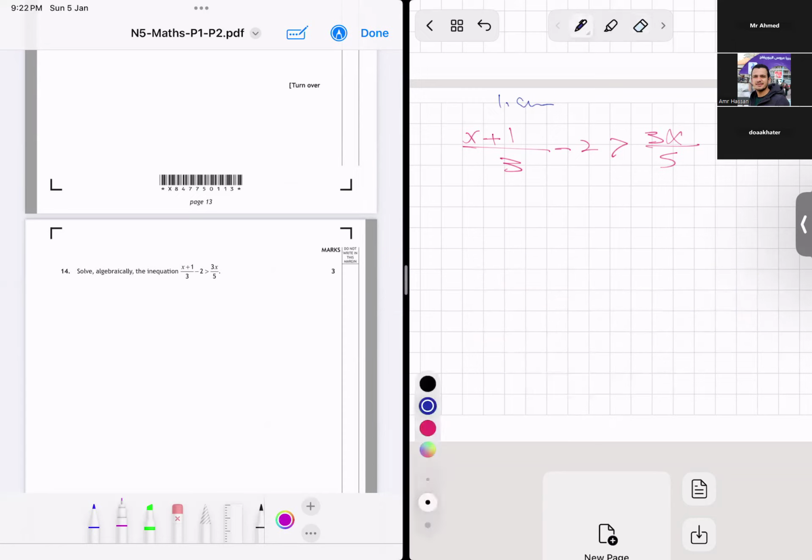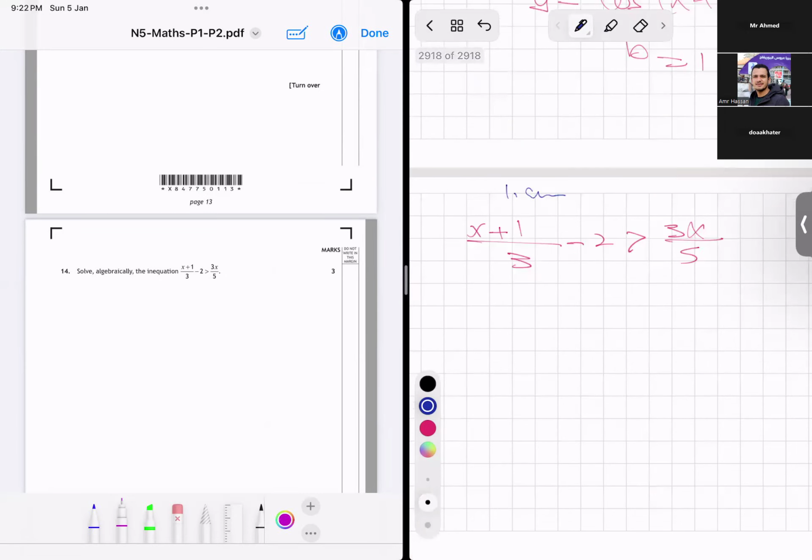I'm looking for which number I should multiply the entire inequality by to turn it from fractional form into integers, right? So I need to get rid of 3 and 5 at the same time. So the LCM is going to be 15, right? So I need to multiply every single term by 15. And remember, whenever you do something to the left-hand side, you have to do the same thing to the right-hand side because we are trying to keep it in balance, right? Which makes sense.